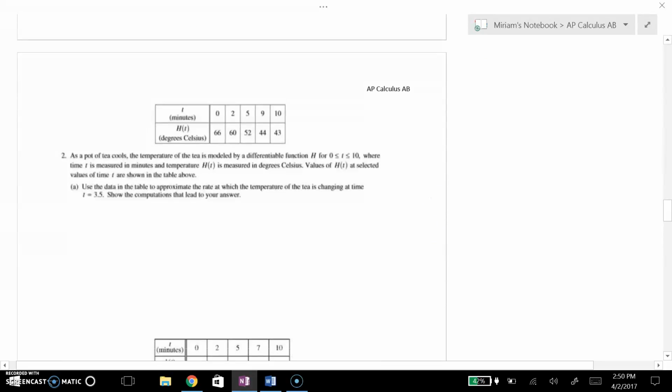Next one, again, very similar. So read the entire thing, and it says use the data in the table to approximate the rate at which the temperature T is changing at T equals 3.5. So it's not going to be 0 to 2. It is going to be 2 to 5. So I have (2, 60) and (5, 52). And my units are degrees Celsius per minute.